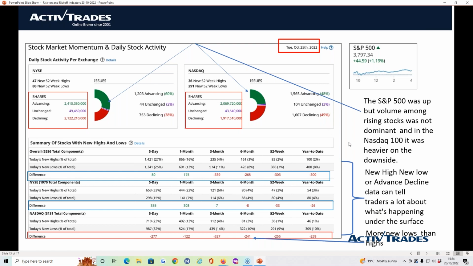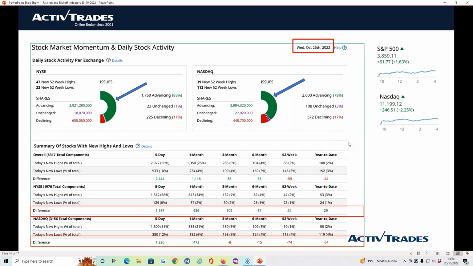Now that took us obviously into Tuesday's session, and there it was a completely different story. This is that same table as of this morning, the 26th of October. Yesterday we saw the S&P 500 up 1.63% and the NASDAQ up 2.25%. And as you can see, it's just very obvious, isn't it?